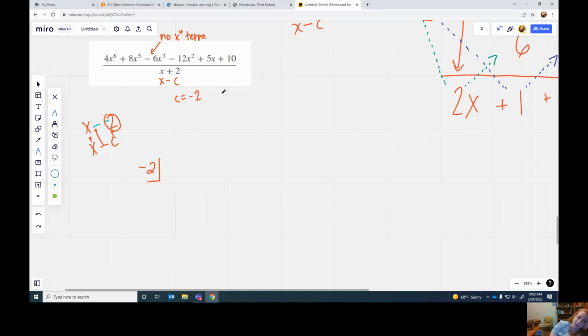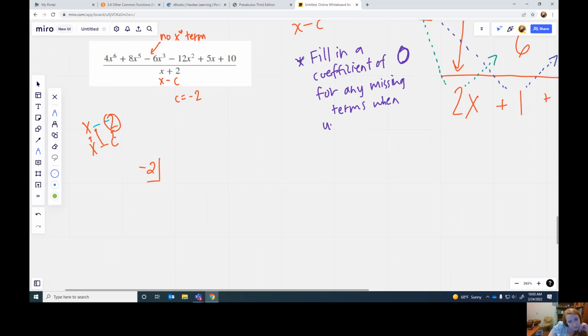Let's write that down here off to the side. Fill in a coefficient of 0 for any missing terms when using synthetic division. Very important note.